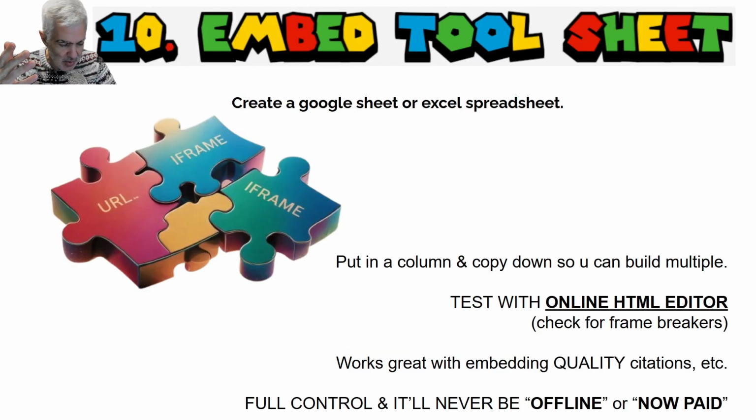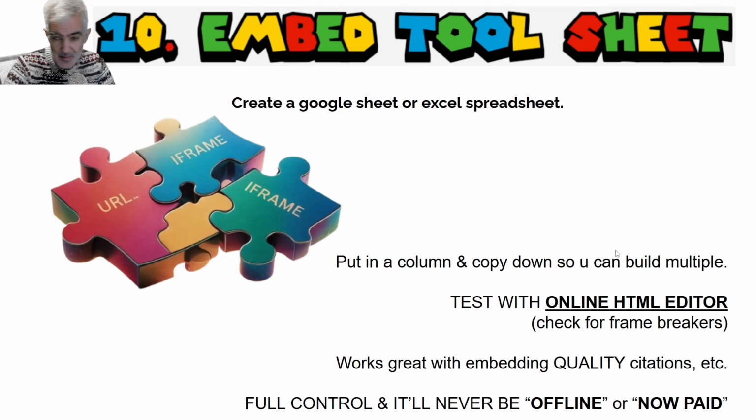Next, embed tool sheet. Basically, this is creating your own iframe generator inside of a Google Sheet. Basically, you start off with the beginning of the iframe HTML, then you paste in your URL that you want to iframe, and then the end. And when you do it like that in a sheet, you can copy it down a column so that you can have multiples of them.